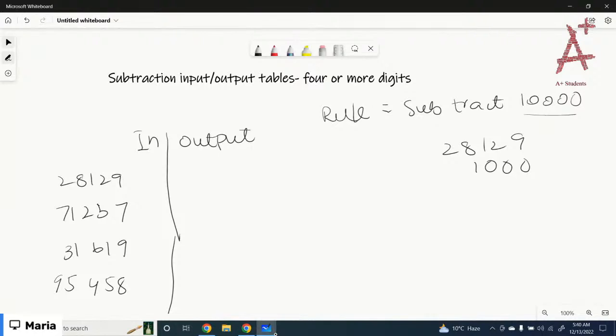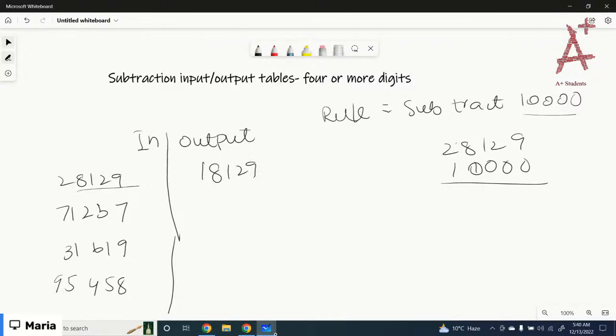Okay, when you subtract 10,000, you have to subtract one from the 10,000 digit. Just subtract the 10,000 digit. Got it? And write the other numbers as it is. So 2 subtract 1 is 1, and the rest of the four numbers as it is, 8129. Got it?